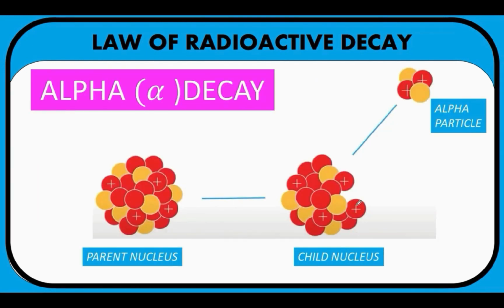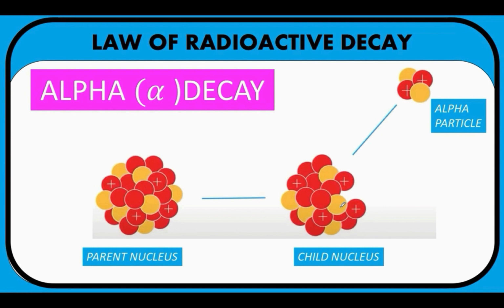One is called the alpha decay, where alpha particles containing 2 protons and 2 neutrons are separated from the parent nucleus, thereby resulting in a daughter nucleus that has 2 protons less than the parent nucleus. And since the kind of element we have is dependent on the number of protons in the nucleus, the resulting child nucleus here is now a different element than the parent nucleus. This new child nucleus is now 2 steps lower in the periodic table than the parent nucleus. And the particle that was separated is called the alpha particle. That is why we call this the alpha decay.